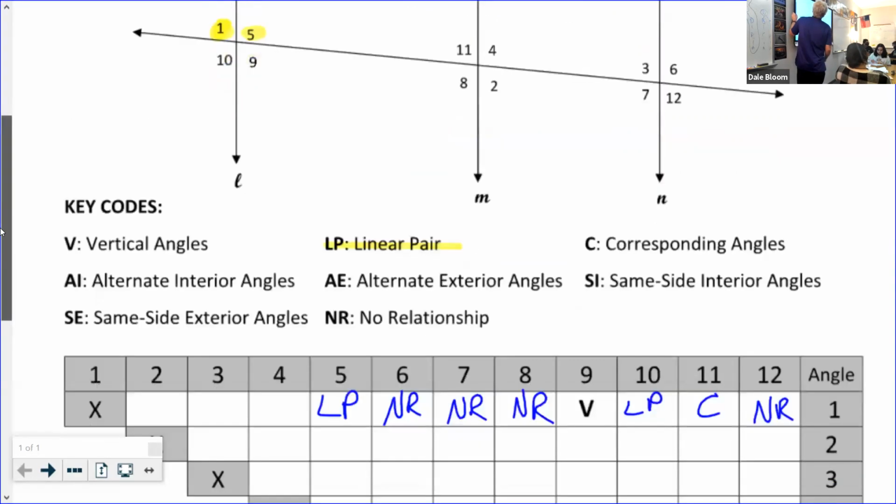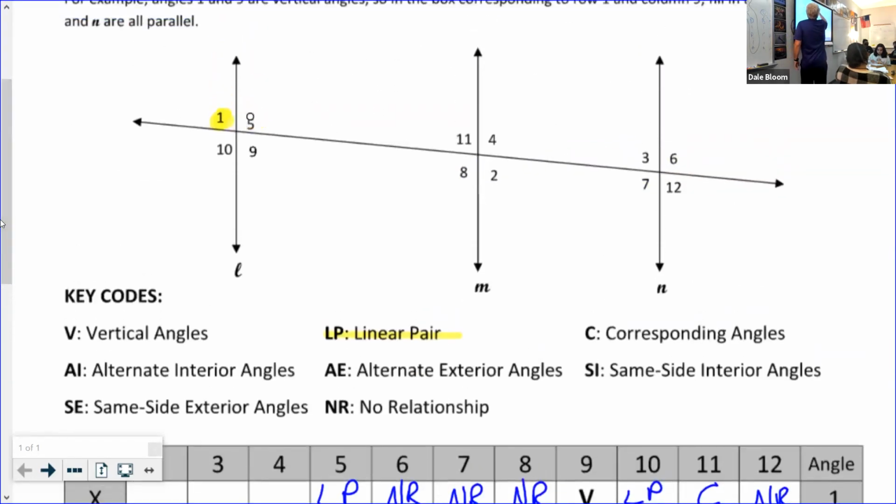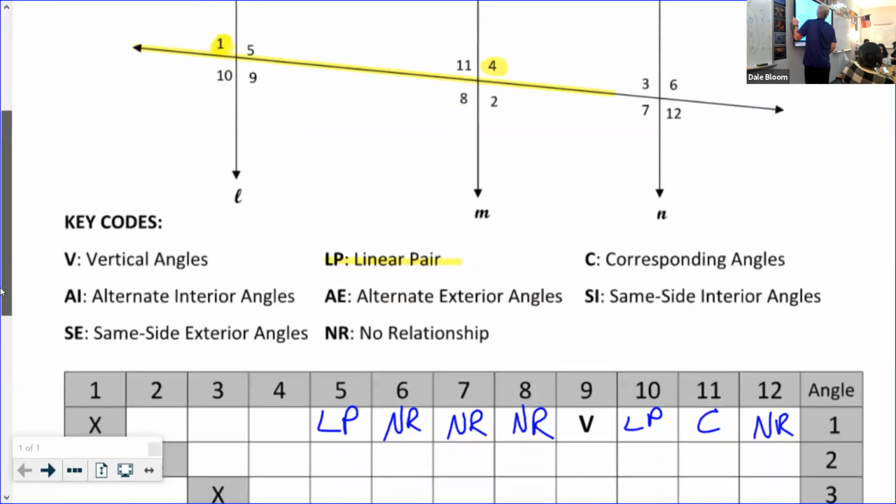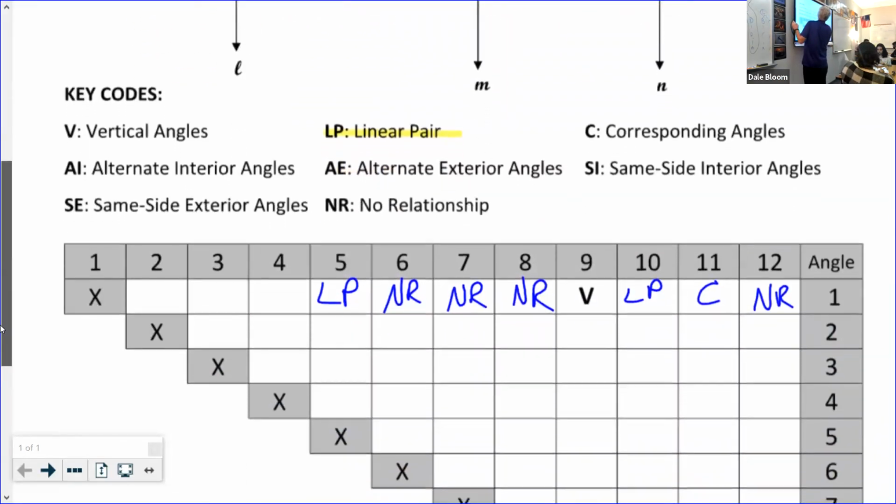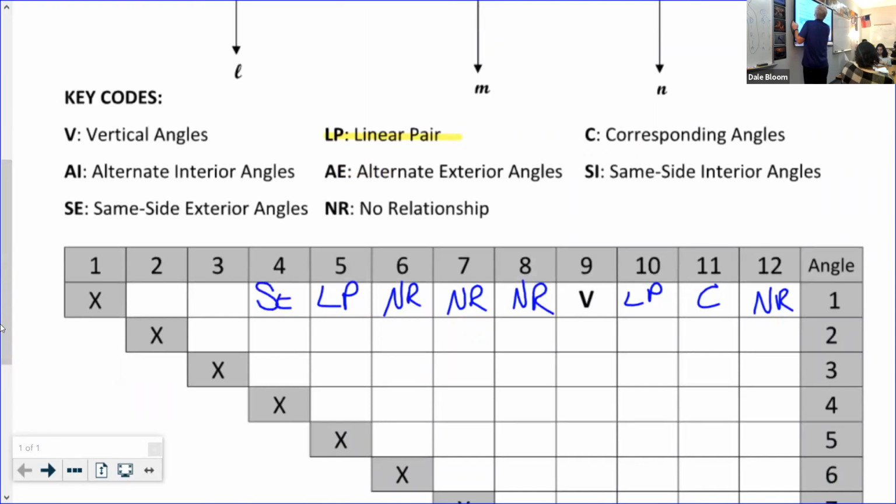Angle 1 and angle 4. Here's my angle 4. What's that relationship? Yeah, they're on the same side of that transversal, and they're exterior, the lines. So same side, exterior angles, which is just going to be SE.